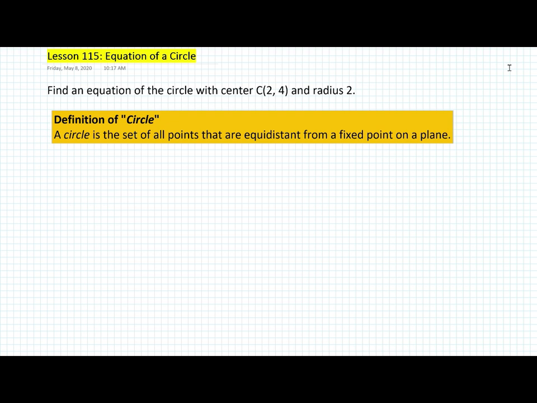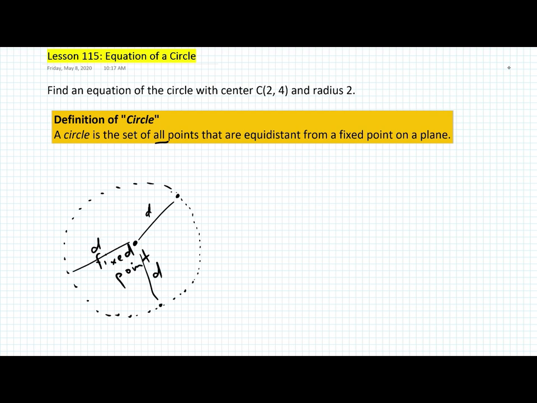So you just have to imagine the following. Let's say you have a point here, and that is the fixed point. Let me put the dot a little bit more in the center. Now you have the set of all points, infinitely many points, and all these points are equidistant from that fixed point. If you take this point, that distance is d. If you take this point, that distance is d. So all these distances are the same. They're equidistant, and that is really the key word.